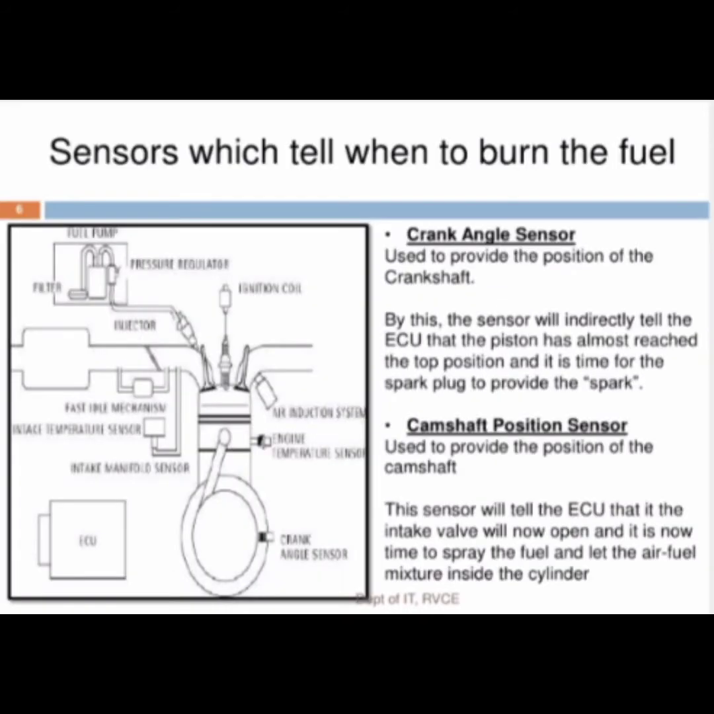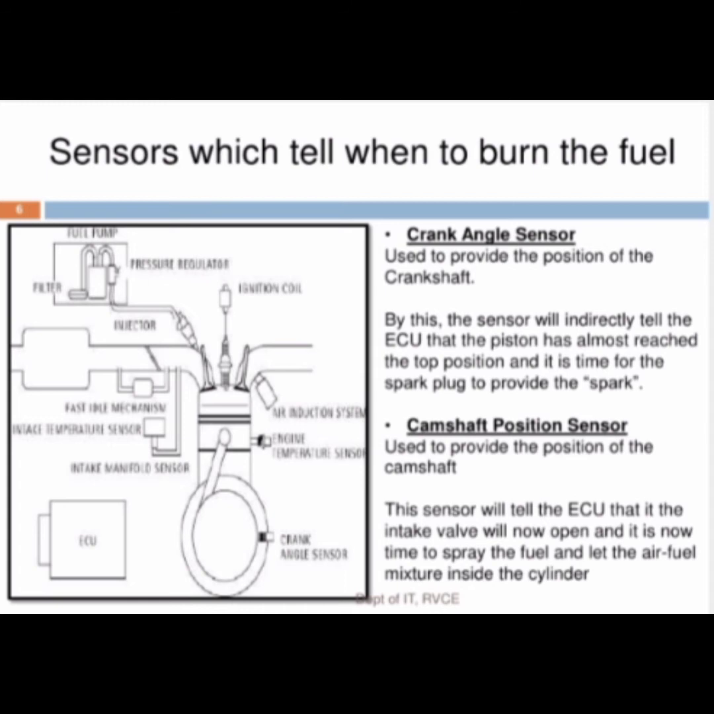Sensors which tell when to burn the fuel: the crank angle sensor and the camshaft position sensor. First is the crank angle sensor, used to provide the position of the crankshaft. By this, the sensor will tell the ECU that the piston has almost reached the top position. It is the time for the spark plug to provide the spark.